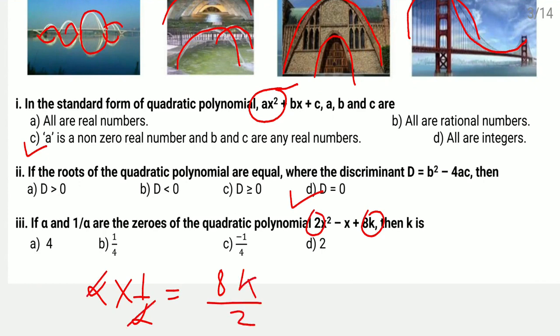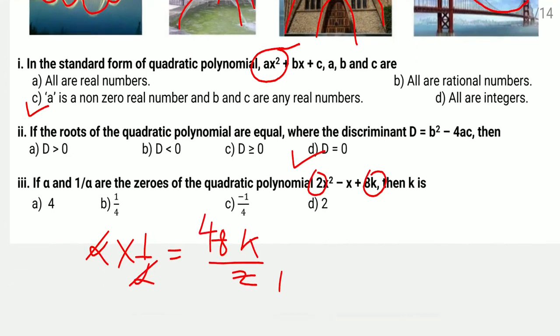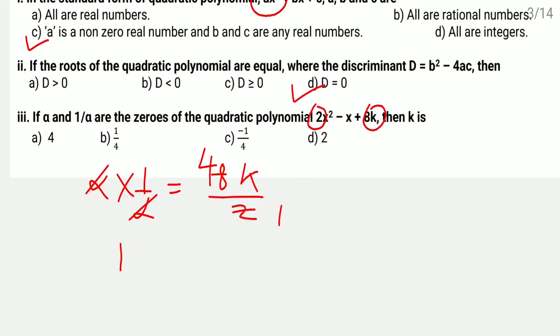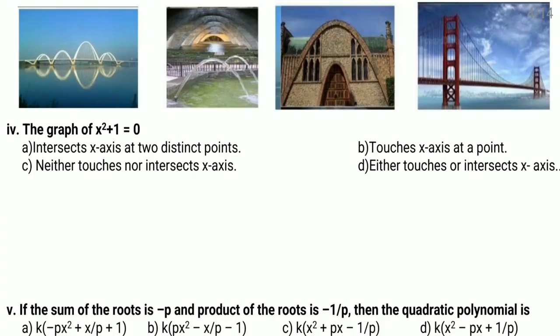So alpha and alpha got cancelled here. 2 ones are 2 and 2 fours are 8. Right? It means that here 1 is equal to 4k. So therefore the value of k is 1 by 4, because 4 is multiplying here, it will go to that side to divide. So k is 1 by 4. That means option B is the correct one.